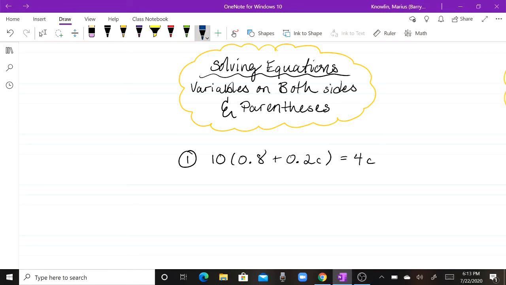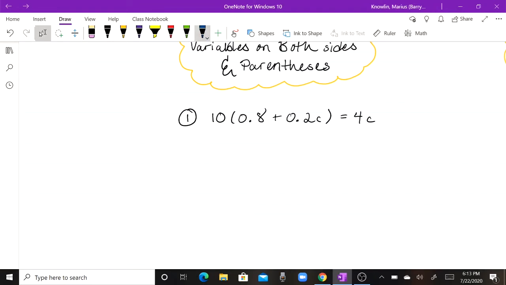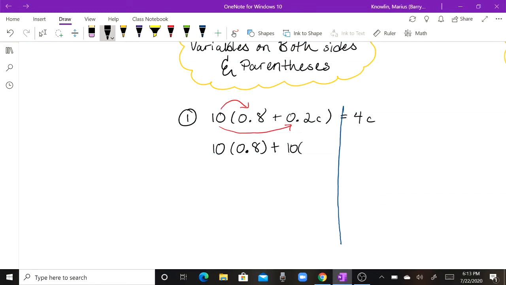What we always want to do is start off by separating our equations when we're solving equations. We have a left side and a right side. Now, because we have these parentheses here, we're going to have to distribute, or use our distributive property. When we distribute, we're essentially multiplying the number on the outside of the parentheses times each term on the inside of the parentheses.